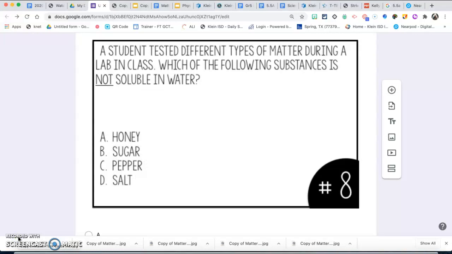Question 8. A student tested different types of matter during a lab in class. Which of the following substances is not soluble in water? A. Honey. B. Sugar. C. Pepper. D. Salt.